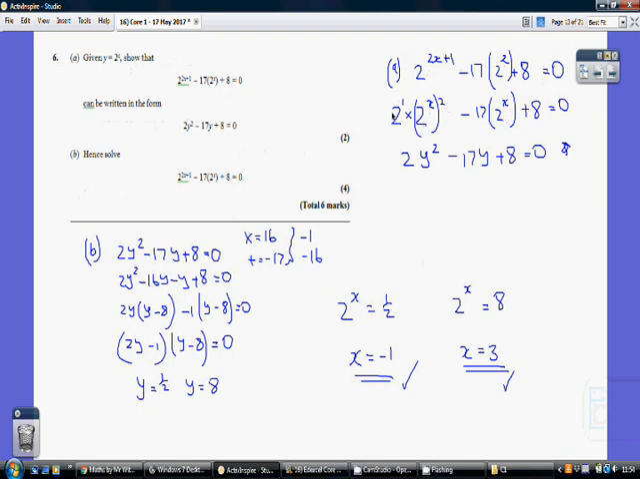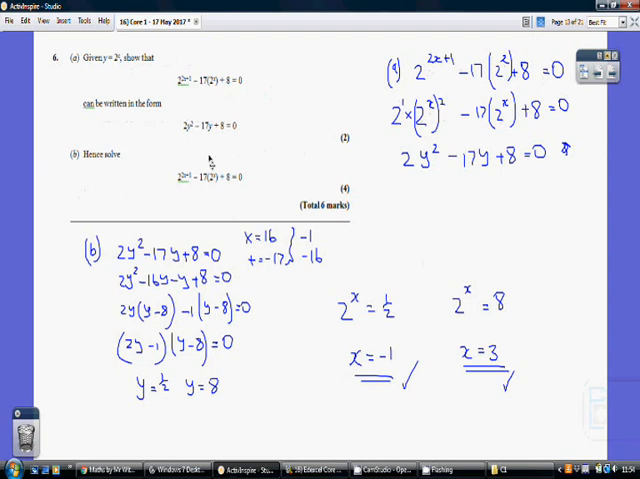So it's all about understanding getting from 2 to the 2x plus 1 to this being 2 to the 1 times 2 to the x all squared. Now, once we've got this far, it's simple because we're just substituting in y in place of 2 to the power of x. So that's what we had to show.